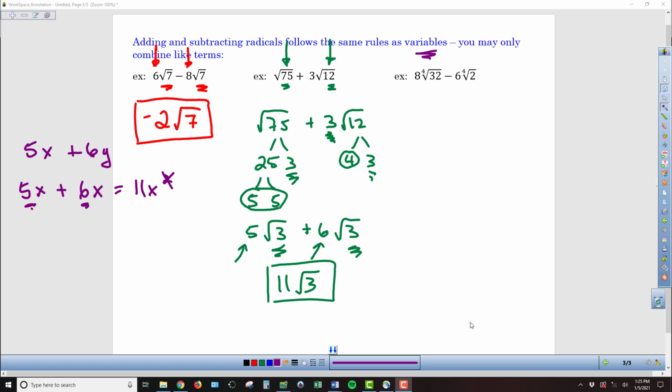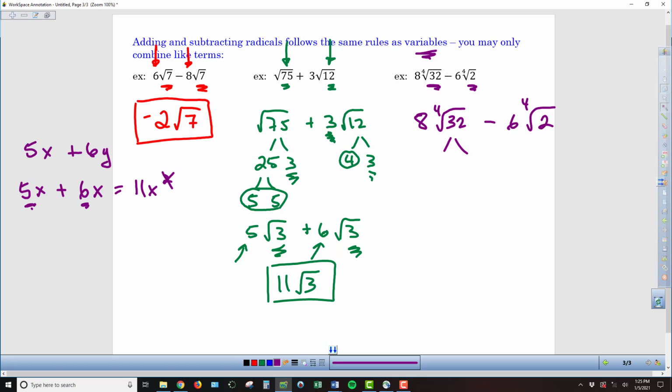For our third example, it's similar to the previous one in that as of now we don't have the same number underneath the radical, so I can't combine those. But in the case of the 4th root of 32, I am going to be able to factor tree that down and get something out that should make it so that I get a 4th root of 2 to match what's in the second part of the problem.